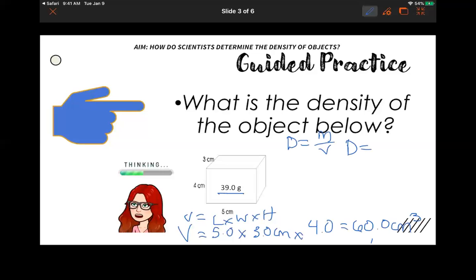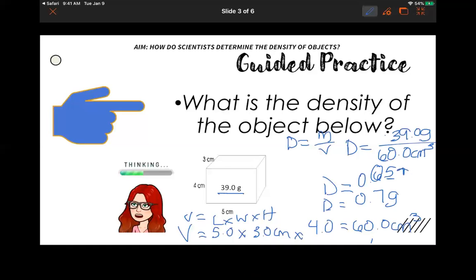Density, our mass is 39.0 grams over our volume that we just calculated, which is 60.0 centimeters cubed. When I divide 39 by 60, I get 0.65. Now we always want it to the nearest tenth. Because this is a 5, I'm going to round up. So our final density is 0.7 grams per centimeter cubed.